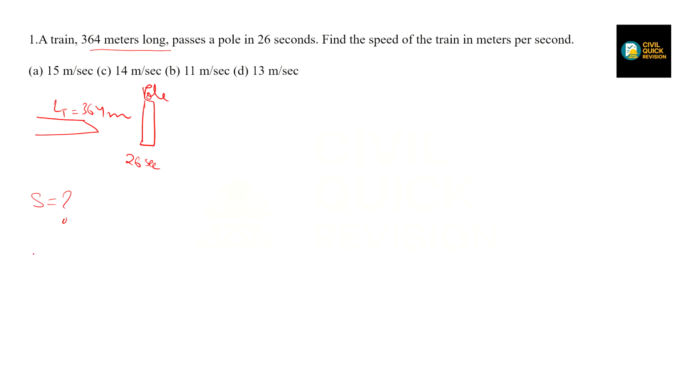As we all know, time is equal to distance by speed. In this question we only consider the length of the train, so distance is LT, and they ask the speed, and we know the time. So speed is equal to length of train by time. Length of train is 364, divided by time, 26 seconds. You just calculate it with me please.